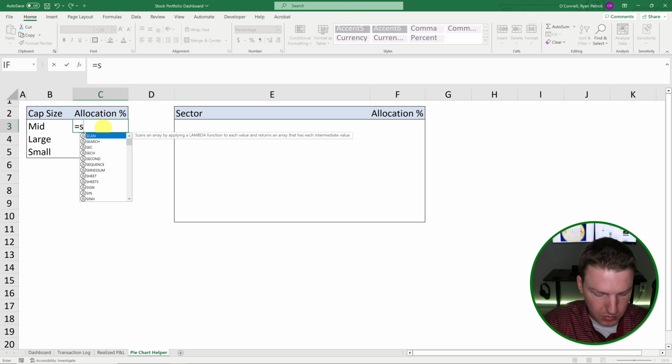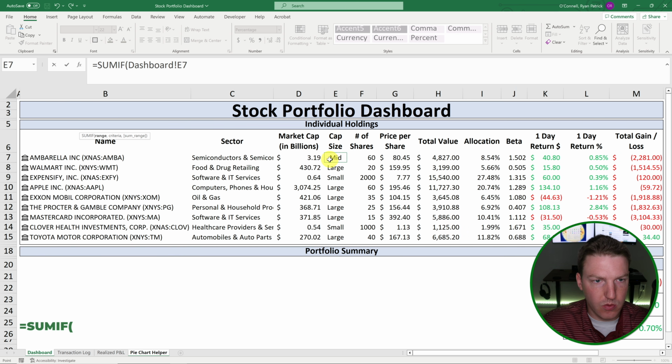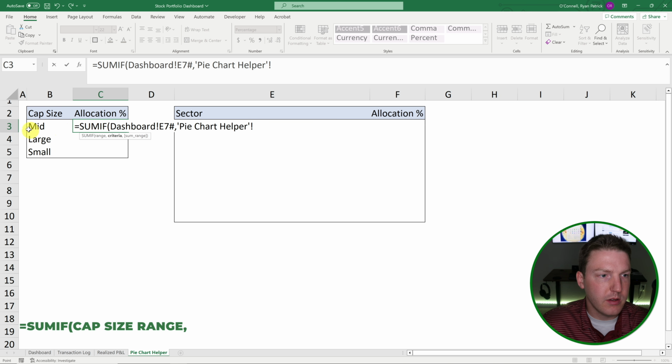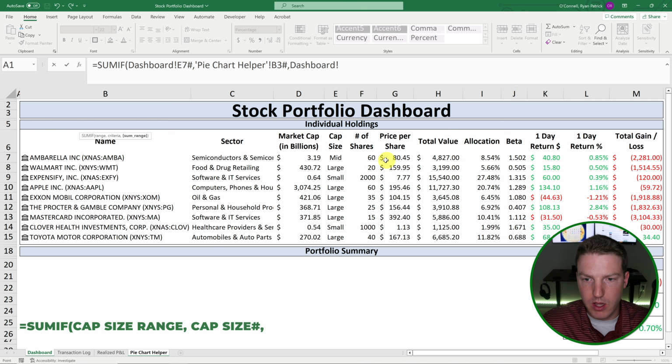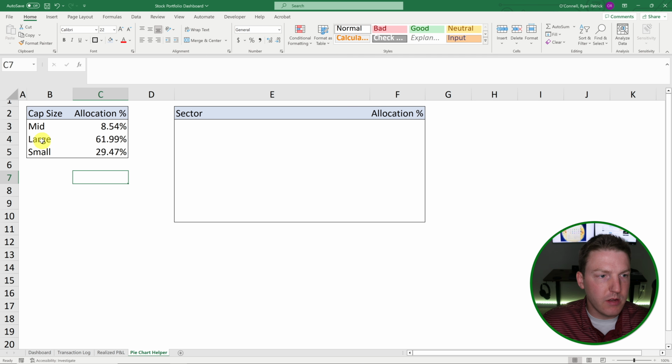And we can do that quite simply using a SUMIF formula. The range that we're going to be looking at is actually this cap size range here. Then our criteria is going to be whichever row we're on here. So I can hit the spilled array pound there. And then finally, the range we're going to be summing is going to be this allocation percentage column right here in I. And then we can close that, and we see that we are most heavily allocated to large cap, and then the least allocation is to mid.